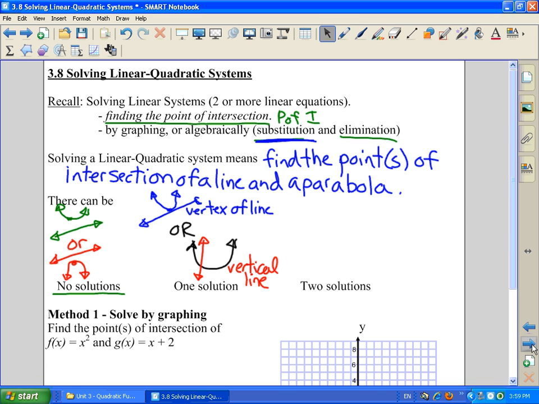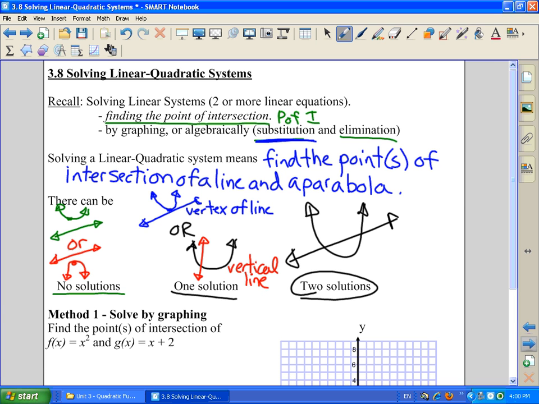Okay, those are all the possibilities that will show you no solutions or one solution. The other option is to have two solutions, and that shows you everything else. So basically, you're going to have a parabola, and some point along the parabola, you're going to have two solutions because there's going to be two points of intersection.